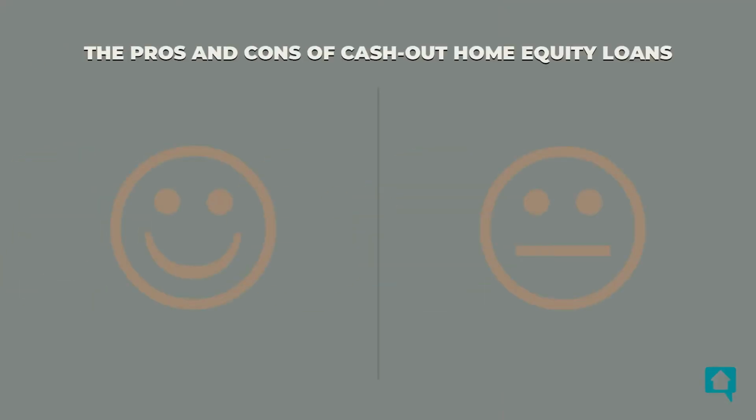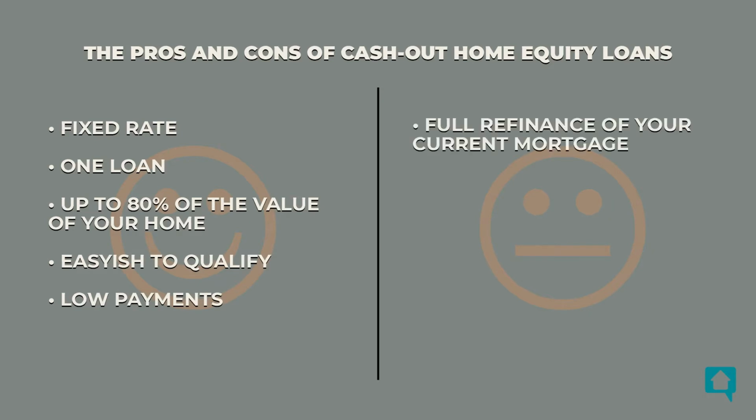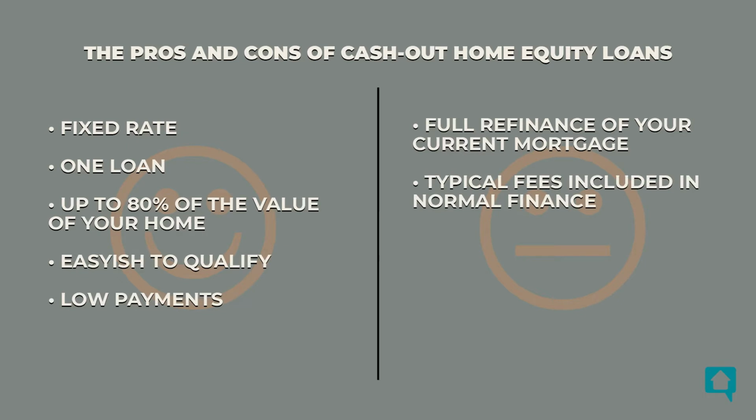So in summary, it's a fixed rate. You have one loan. You can borrow up to 80% of the value of your home. You can qualify for this even if your credit isn't perfect and you have low payments. So what are the drawbacks of this kind of loan? Well, it is a full refinance on your current mortgage. So you have to take your current mortgage, pay it off completely, and create a whole new loan. And with that can come additional fees, just like going through the normal loan process where you have the normal fees associated to a refinance or a purchase. So the cost can be a little bit greater.